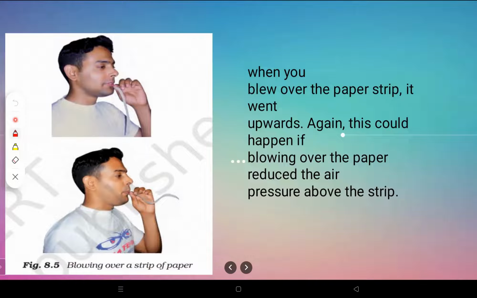Hold a strip of paper between your thumb and forefinger. Now blow over the paper. What do you think will happen to the paper? Either it goes downward or it moves upward. Down. Down. Okay, why so?